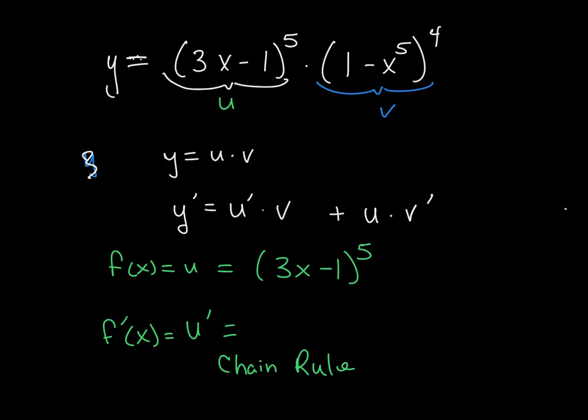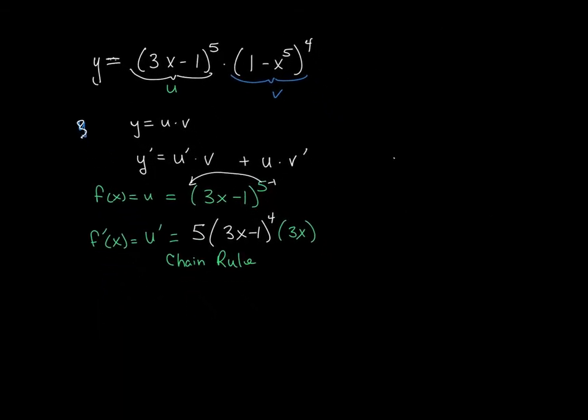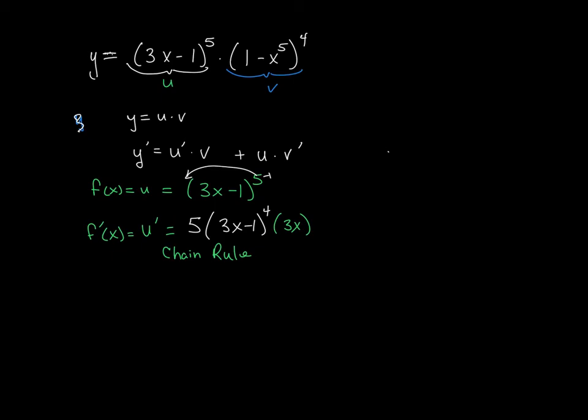So what I do with the chain rule is the 5 comes out front, everything on the inside stays the same, and 5 minus 1 gives me 4. But I have to now multiply times the derivative of the inside, which in this case is 3x. All right? Now we're going to do the same thing with v. V is the second one. And again, if you would prefer the notation g of x, it's the same thing.